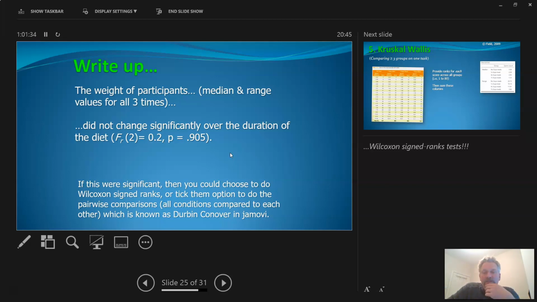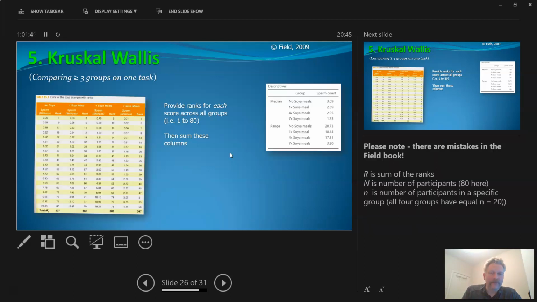This is what's known as a Durbin-Conover in Jamovi. And again, we'll talk more about this in the actual session. So, the fifth and final analysis is called the Kruskal-Wallis.